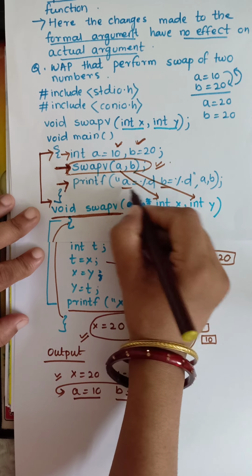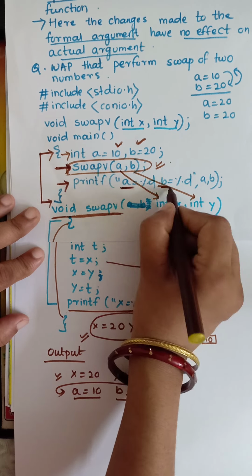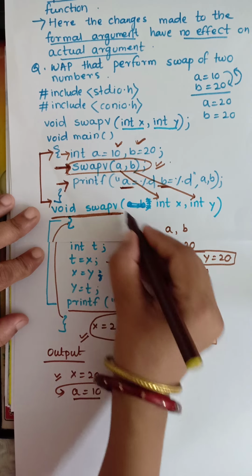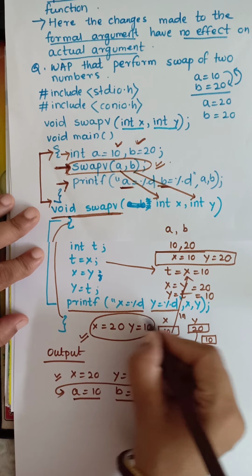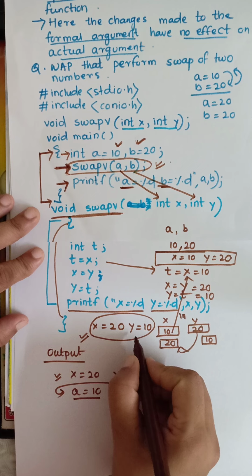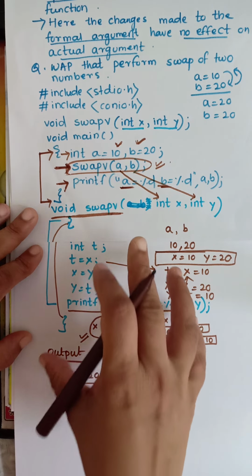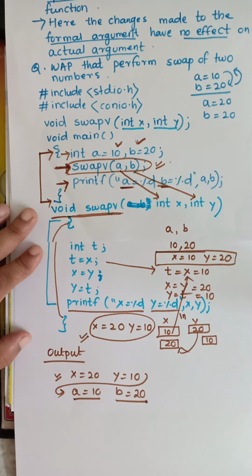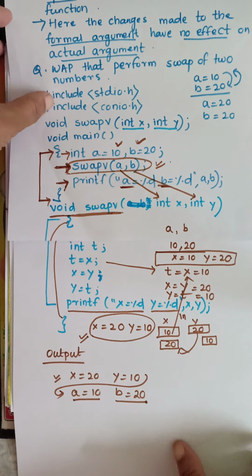So in the call by value, the values are not changed here. Okay, they are 10 and 20 only. The x and y values are changed, they are swapped. Okay, x equals to 20, y equals to 10. So this is the technique of the call by value. Okay, so now we are going to call by address.